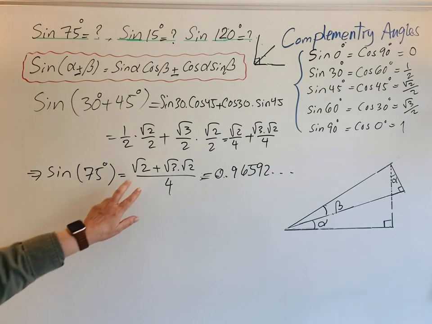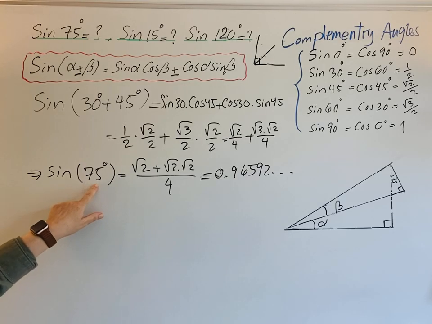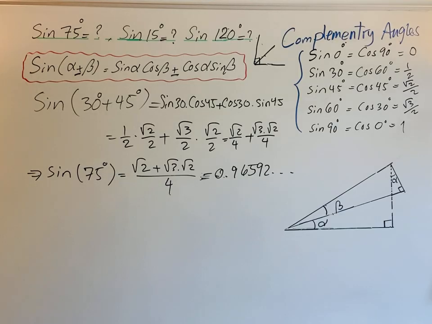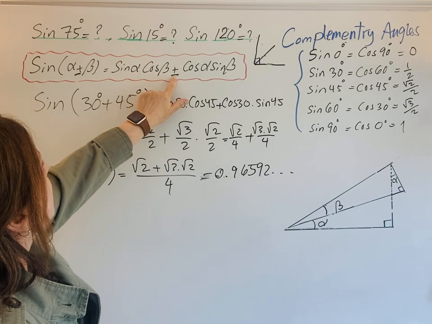Okay, if you go this way or you calculate 75 with a calculator, it is the same thing. Okay, good. How about negative? If you have negative alpha minus beta, you use this negative sign.